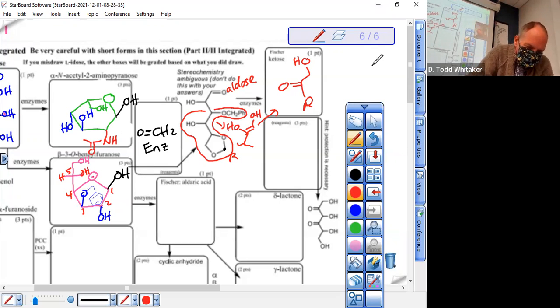And then what's the difference between this and this? Well, the benzylic ether is gone. It underwent hydrolysis. And how we got a ketone here, I don't know. That's a good, there's a lot of good stuff here. Wow.